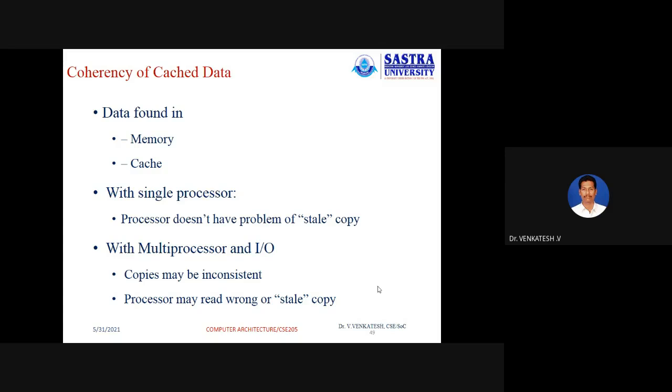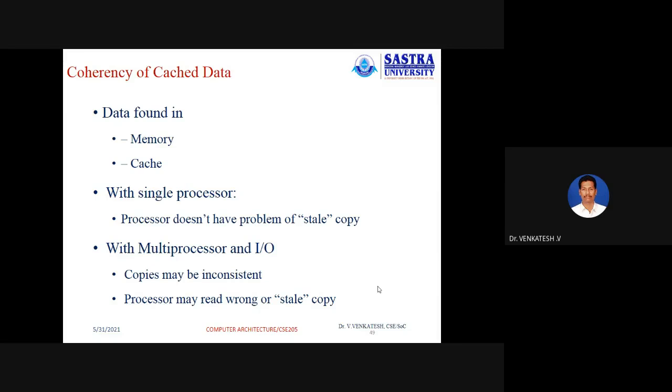So with a single processor, there is no problem related to stale copy. You all know what a stale copy is. For example, in a multi-processing environment, processor one will take data from a particular cache. Similarly, it is going to be taken by P2 as well as P3. If P3 gets the data and does some computation, and then according to that it is going to be updated in that memory, but it is not replicated in the remaining processor cores.